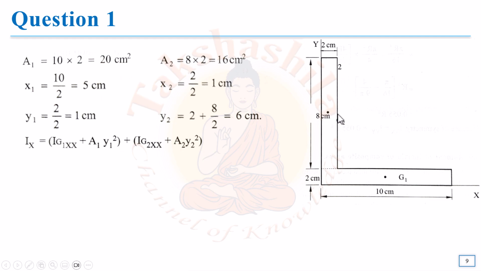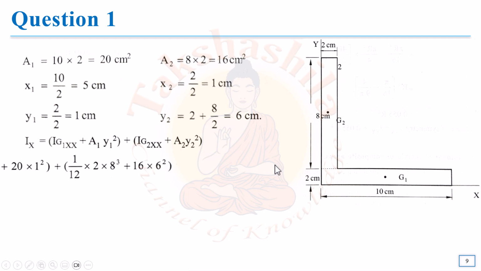So if you take the centroidal x-axis, the moment of inertia of this figure will be 2 into 8 cube divided by 12, and that can be transferred to this axis by adding the area of this figure into the distance between this centroidal x-axis and the parallel axis. So how can you calculate the distance? I know that from this x-axis to this particular point, the distance is nothing other than y2. So we can write it as Ig2xx plus A2 into y2 square.